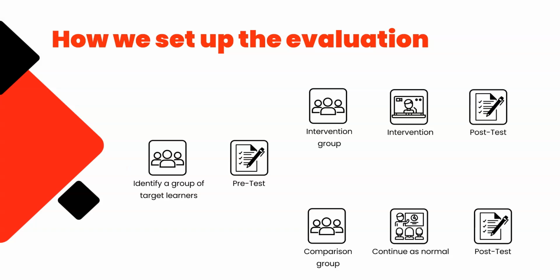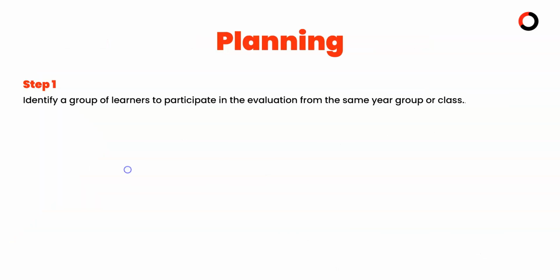Both groups will complete the post-assessment test, which is the same as the pre, and the system will generate an impact report, and if this is positive, then you can open this up to the comparison group. So let's look at this from a step-by-step planning approach.